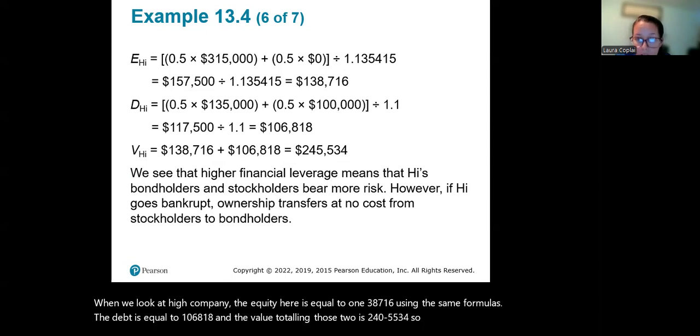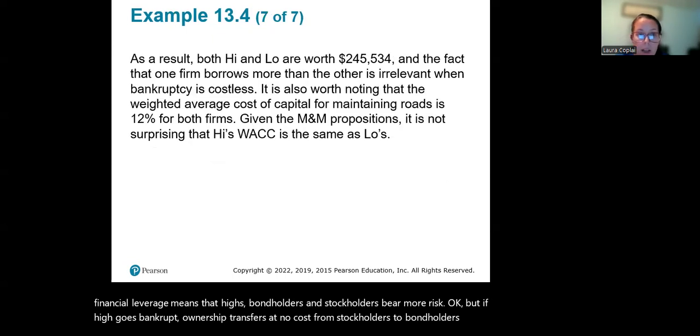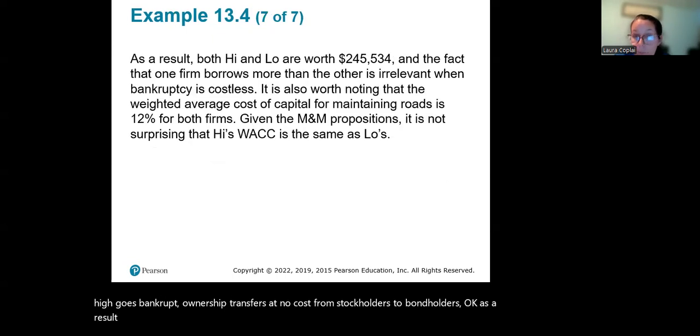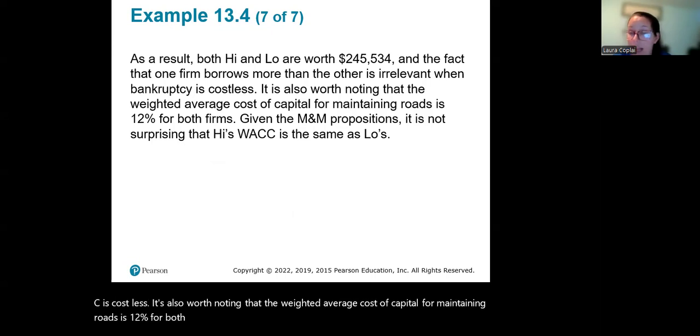So we see a higher financial leverage means that High's bondholders and stockholders bear more risk, okay? But if High goes bankrupt, ownership transfers at no cost from stockholders to bondholders, okay? As a result, both High and Low are worth 245,534, and the fact that one firm borrows more than the other is irrelevant when bankruptcy is costless. It's also worth noting that the weighted average cost of capital for maintaining roads is 12% for both firms. So given the M&M positions, it's not surprising that High's WACC is the same as Low's.